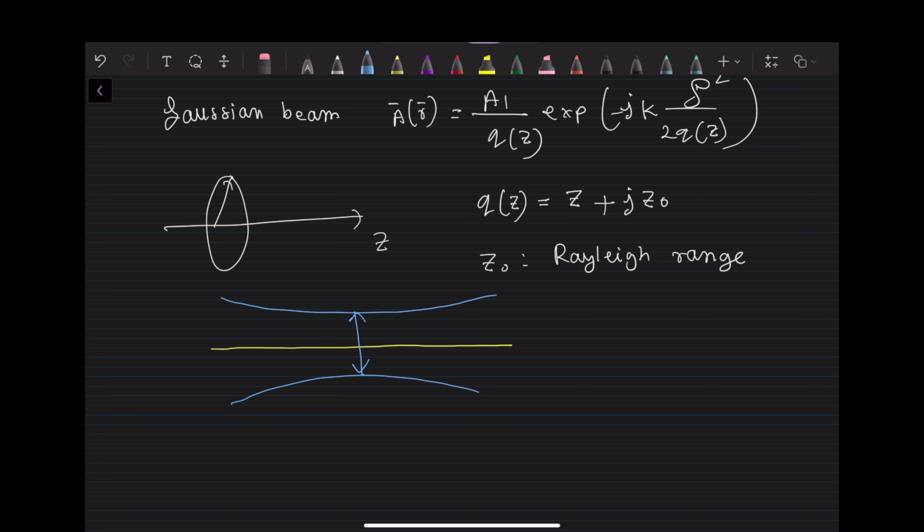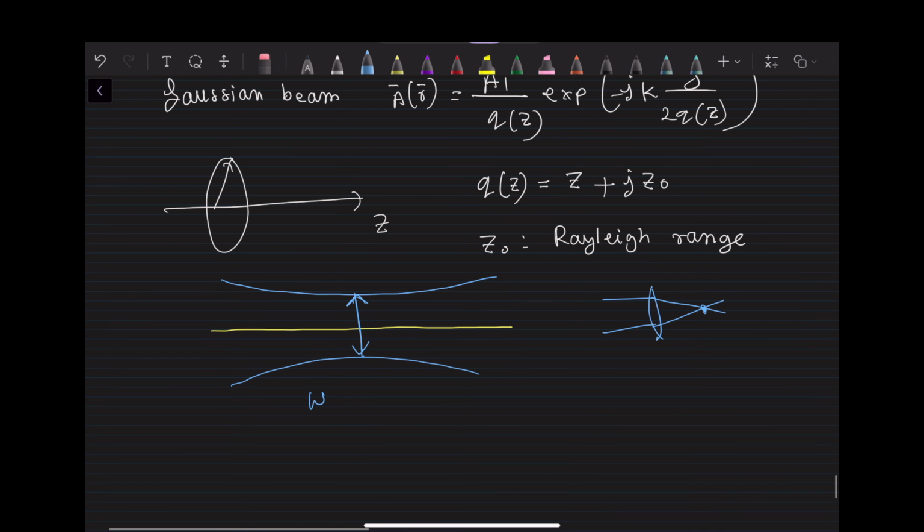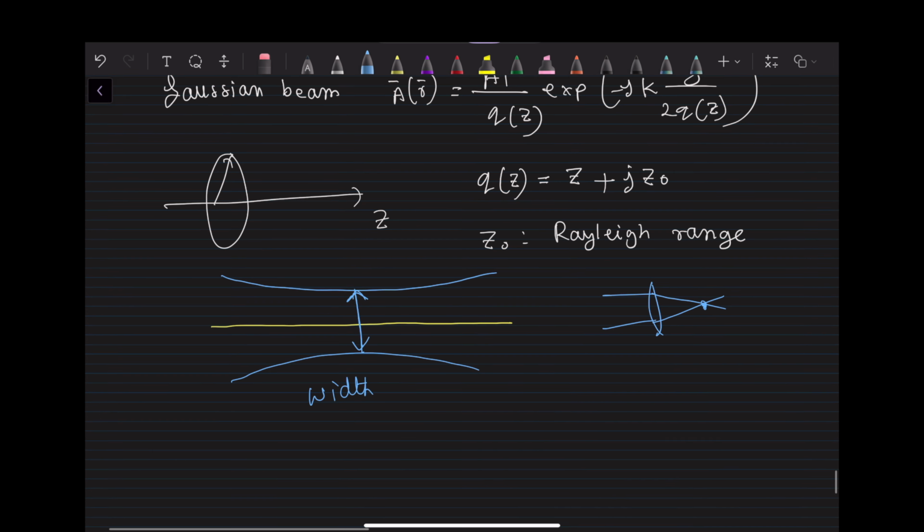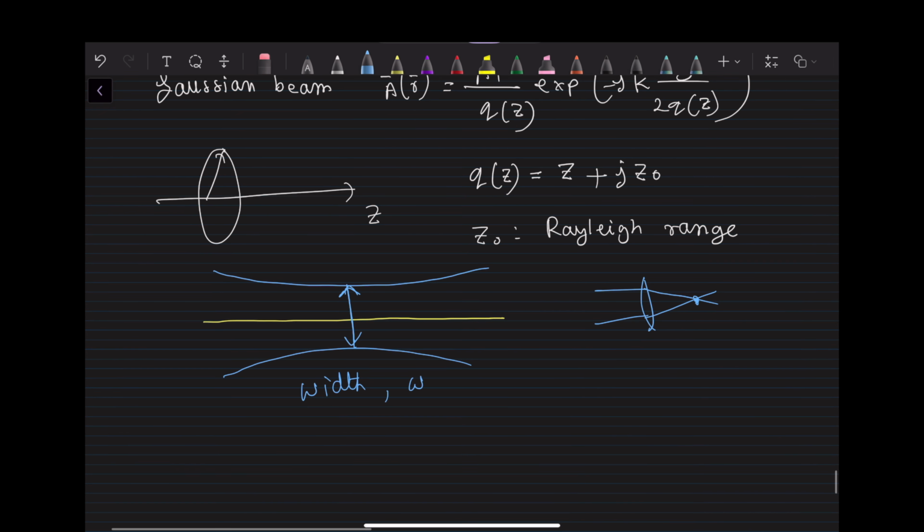For example, in ray optics, when you are talking about focusing using a lens, we just trace the ray in such a manner that at the focus it's zero. That's not true. That's not physical. So in Gaussian optics there is a minimum at the focus, but that's not zero, and it's called the beam radius, or width, or anything you can call it, and is denoted by omega naught.